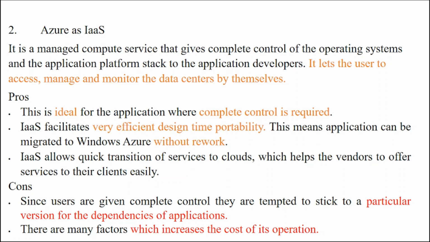The next is Infrastructure as a Service allows quick transition of service to the cloud, which helps the vendor to offer service to their client easily. Okay, so it means a quick transition: whatever you want to change, as you have complete control of it, you can change it immediately. Whatever you want, you can change it immediately. Okay, now what are the cons of it?